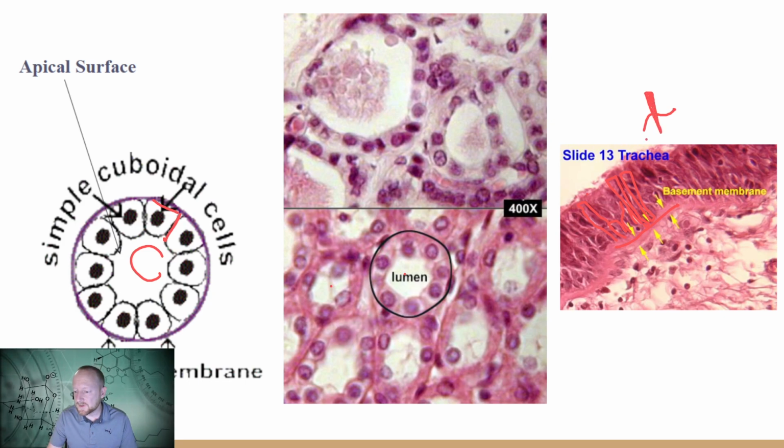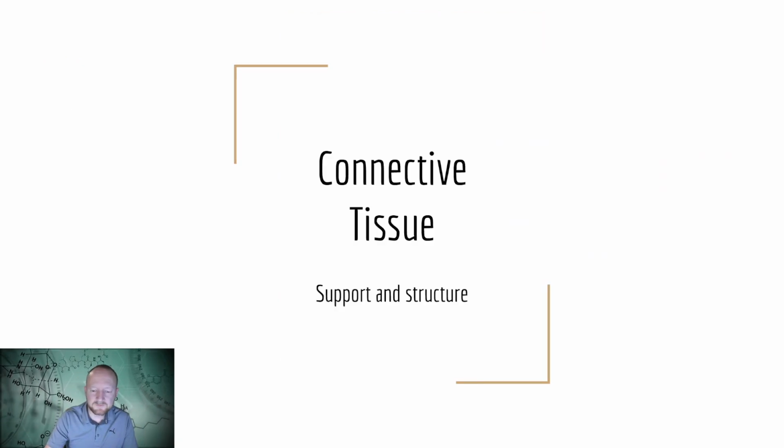I couldn't make a complete picture. I think this is our trachea. I think this is going to be simple. It's just not really easy to see, but it could also be stratified. One more I should mention: pseudo-stratified will kind of transition between simple and stratified as well.